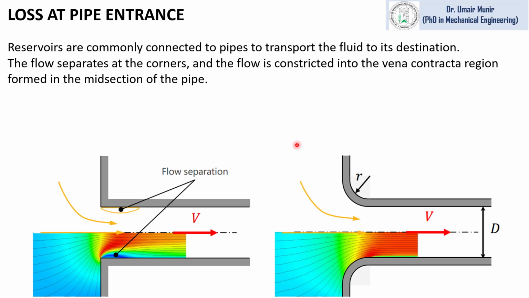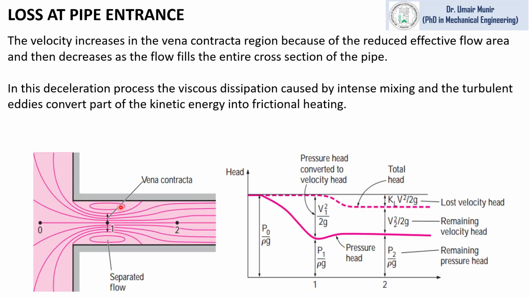Now I will discuss the loss at the pipe entrance geometry. You might have seen reservoirs with water or any other fluid transporting fluid with the help of pipes. The pipe entrance can be sharp-edged or rounded-edge. This sharp edge has greater flow losses as compared to this rounded-edge pipe entrance. This is due to the flow separation region, which reduces the flow area. This flow separation region is also called the vena contracta.